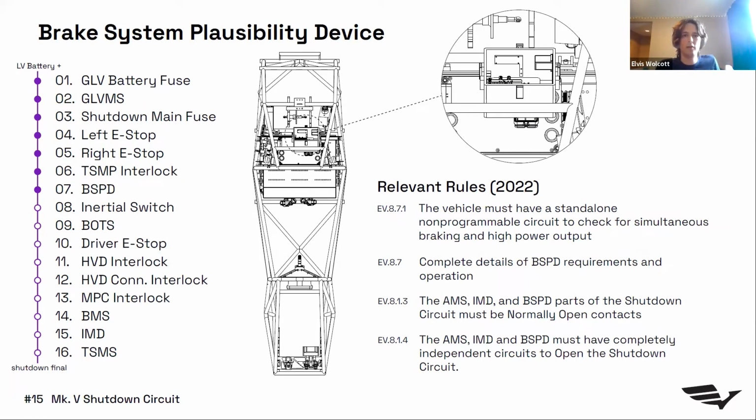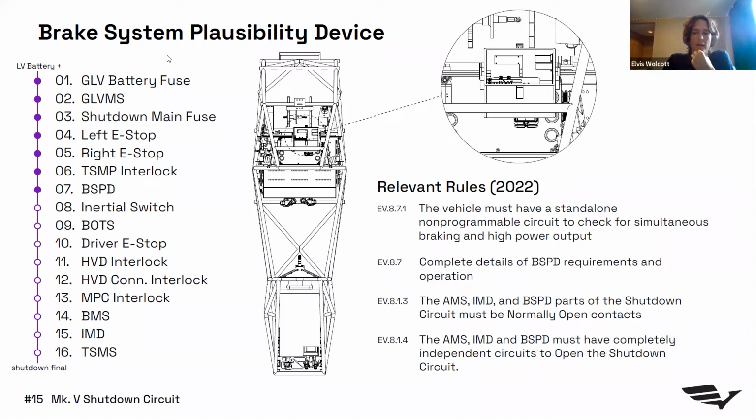The brake system plausibility device is where we start getting into some of the more not just a button or switch type of things on our car, which is what most of the shutdown circuit is. There's lots of rules about the operation and implementation of the BSPD. I think the most interesting or important element of that is that it is necessarily a non-programmable circuit, which means that we can't have a microcontroller or firmware operating as part of the BSPD. So we have to implement it completely with discrete circuit elements.